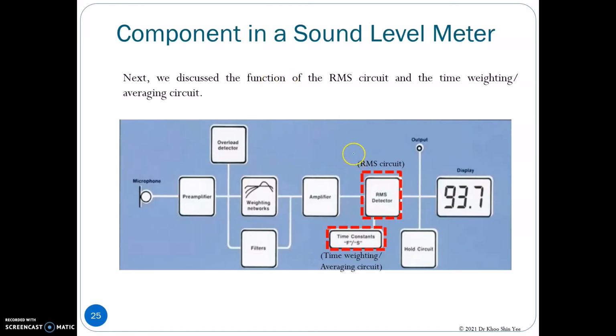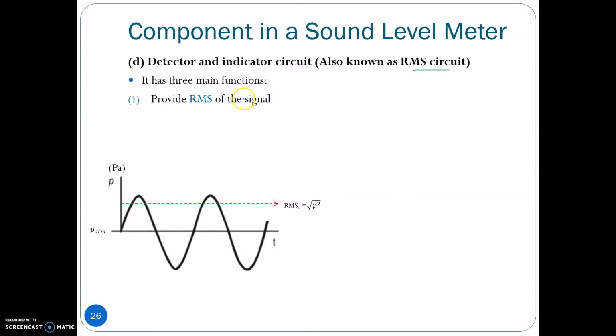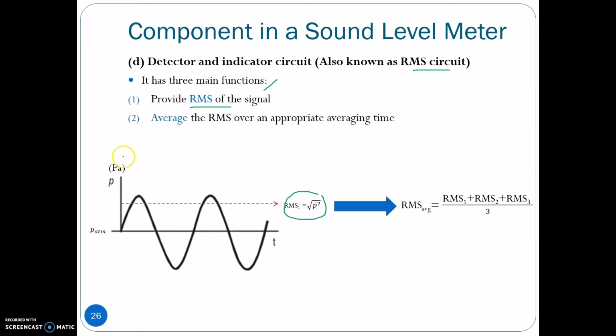Next, we will discuss the function of the RMS detector and also the time weighting or the averaging circuit. The RMS circuit consists of 3 main functions. First of all, it can provide the RMS value for the signal. For a time interval T1, we can calculate and obtain the RMS1. For the next time intervals T2, T3, and so on, we can obtain RMS2, RMS3, and so on.